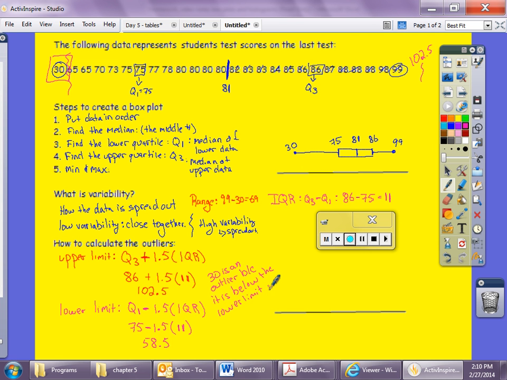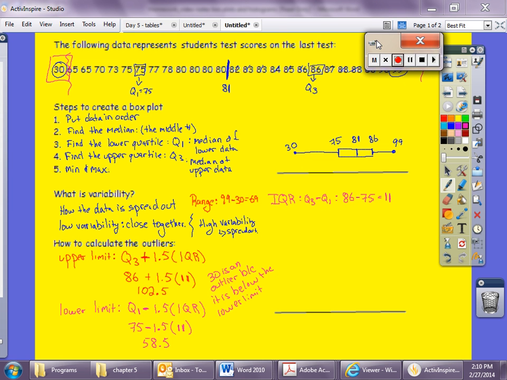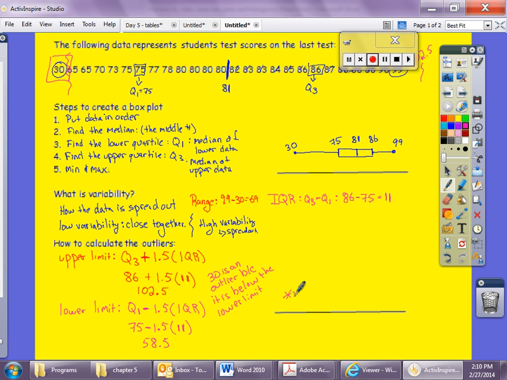So when we go to regraph our box plot, we're going to use all the same values, except at this 30, I'm going to put a little star. That is my outlier. If I don't plot 30, I go to the next highest value, which is 65. I still have the same quartile of 75, the same median of 81, and the same upper quartile of 86. And for the upper limit, 99 is not an outlier, so we plot 99. So that's how we create a box plot and find the limit.